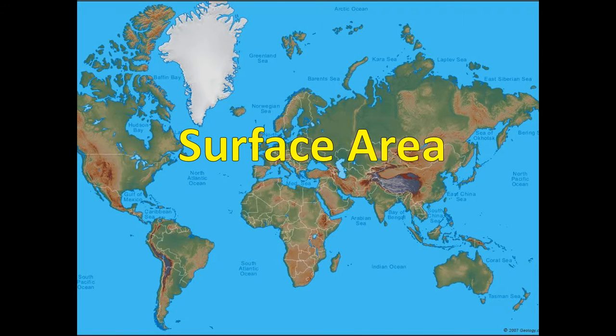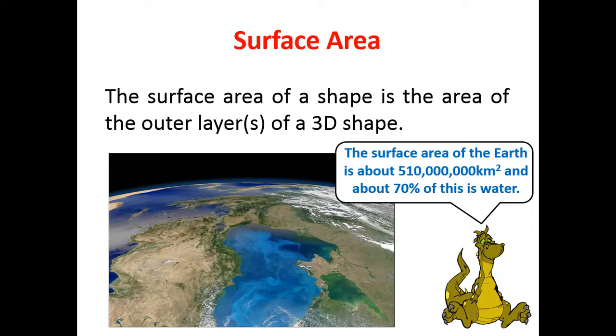Welcome to another video. In this video we're going to explore surface area. The surface area of a shape is the area of the outer layer or layers of a three-dimensional shape. The surface area of the Earth is about 510 million square kilometers, and about 70% of this is the water or the oceans.